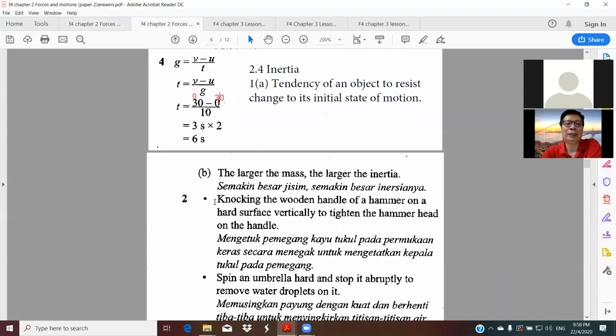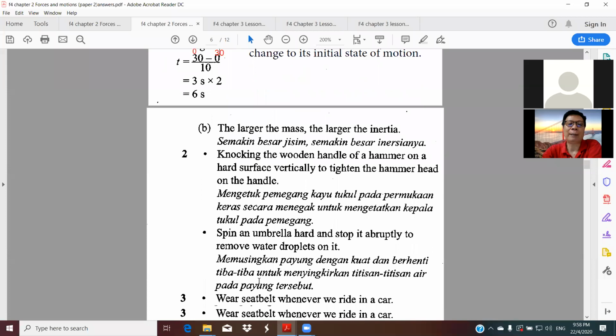Okay, the first one is knocking the wooden handle of a hammer. When you want to tighten the hammer, you knock on the table, isn't it? Knocking the wooden handle of the hammer on a hard surface vertically to tighten the hammer head. Another example is to spin an umbrella hard and stop abruptly. You spin the umbrella, then you stop suddenly to remove the water droplets on it. So these are the 2 examples. Of course, you can give so many other examples.